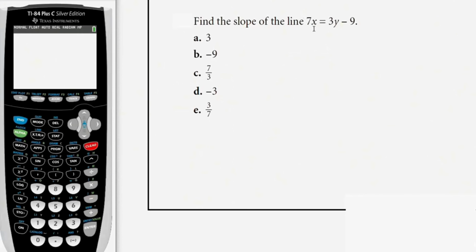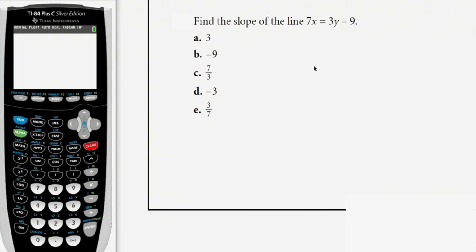Now we're going to make use of the equation of a straight line graph. Because this is a straight line equation, and the equation of a straight line graph is y equals mx plus c. So we need to make y the subject of the formula here. Firstly, this -9 will cross over the equality sign. We're going to have 7x plus 9 equals 3y.